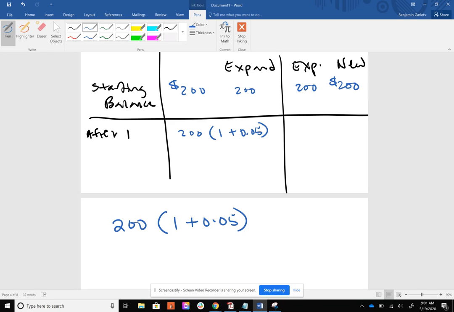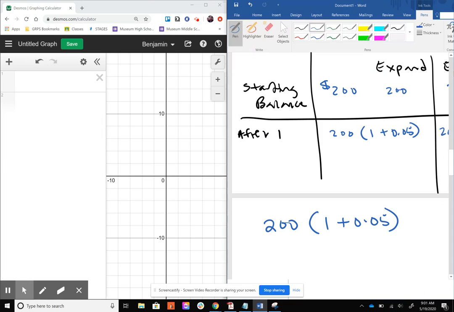I might run out of space with this. The exponential, we're multiplying it one time. So it's only after 1 year. So 200, 1 plus 0.05 to the first power. I'm definitely going to run out of space here. Let's do this. Let's take a shift and move this to a Desmos table.